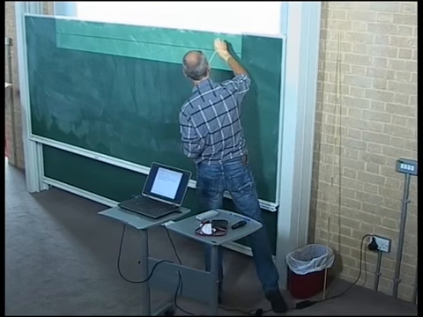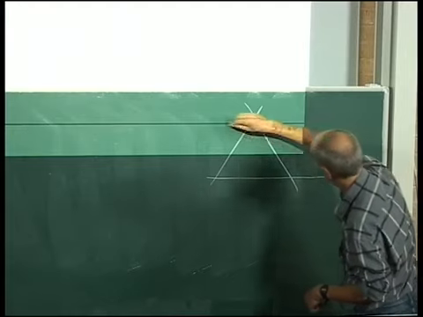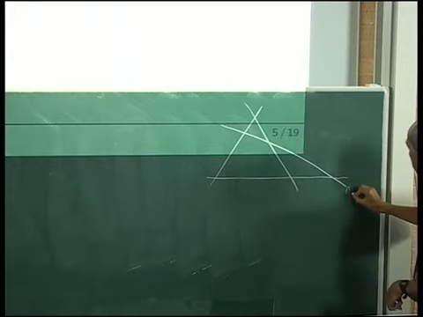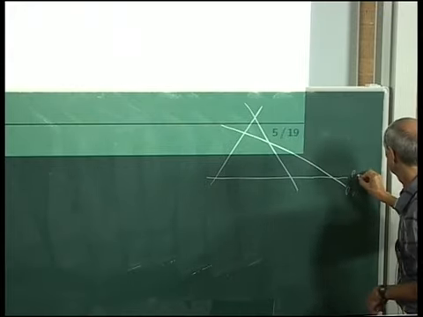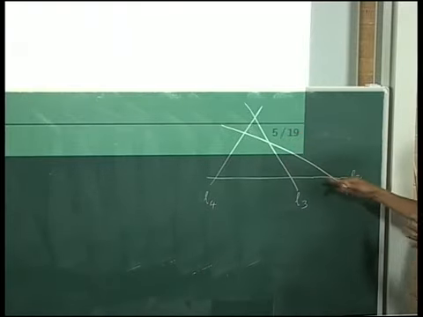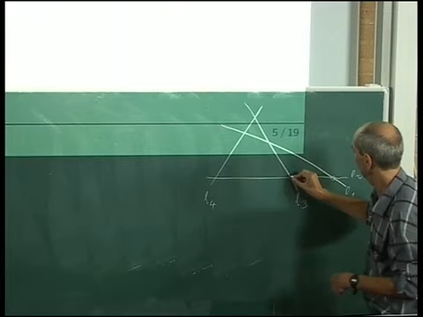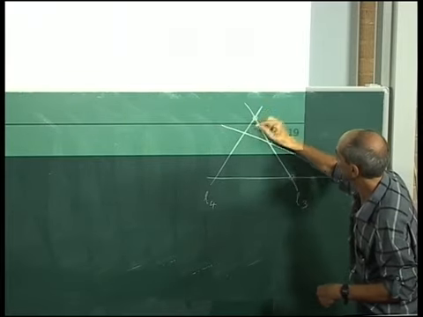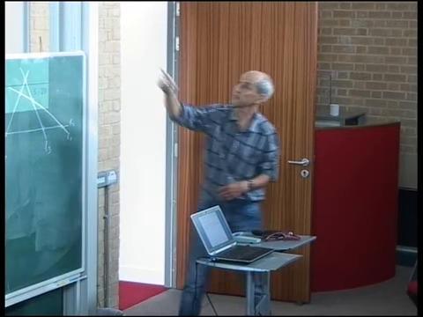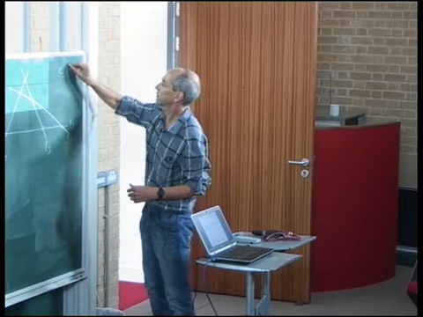I have these four lines, L1, L2, L3, L4. At least if the lines are in general position, like here, so that no three go through the same point, we have altogether 6 points of intersection, which I may label P_ij, the intersection of the line i with the line j. So these are points in the complex projective plane.